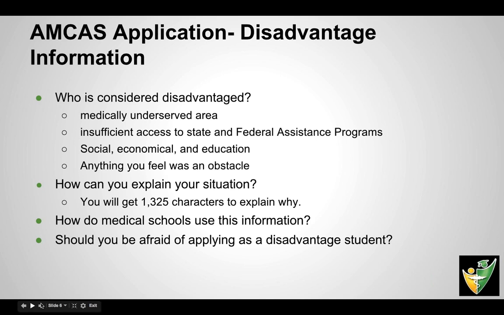So one part of the application is the disadvantage information. For me, I thought this was very important, especially for my case. So who is considered a disadvantaged student? Pretty much anyone that grew up in a medically underserved area that has insufficient resources. You can be socially, economically, and educationally disadvantaged, or just anything you feel was an obstacle for you. And on your application, you get a small paragraph to explain that. You get 1325 characters to explain why you should be considered disadvantaged.